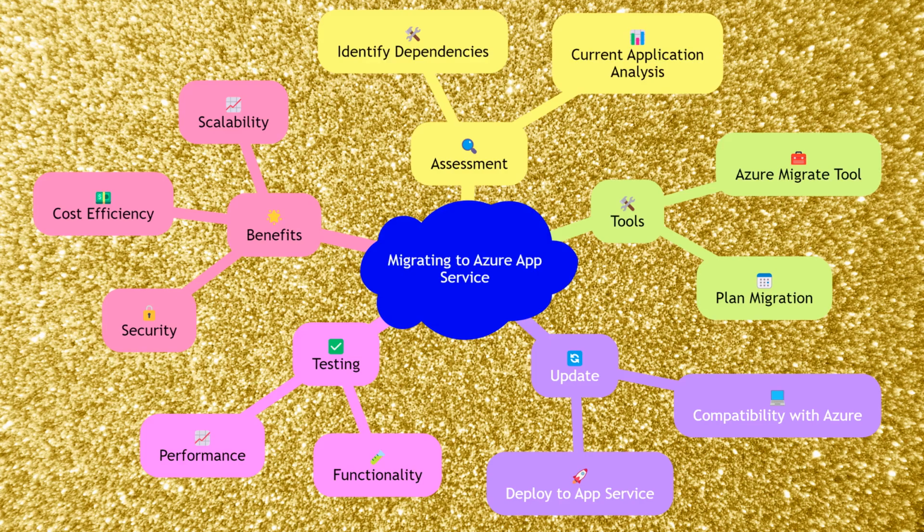Migrating existing applications to Azure App Service involves several steps. Start by assessing your current application and identifying any dependencies. Use the Azure Migrate tool to plan and execute the migration. Update your application to be compatible with the Azure environment and deploy it to an app service. Test thoroughly to ensure functionality and performance. This migration process enables you to leverage the benefits of Azure App Service for your existing applications.